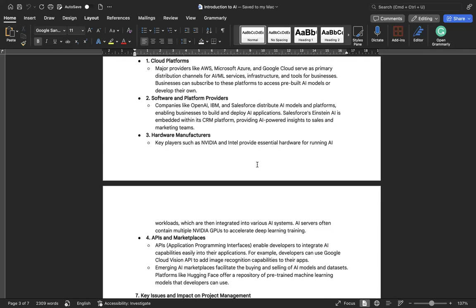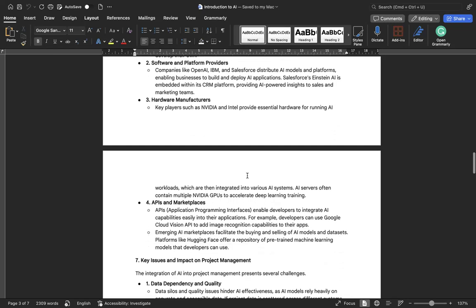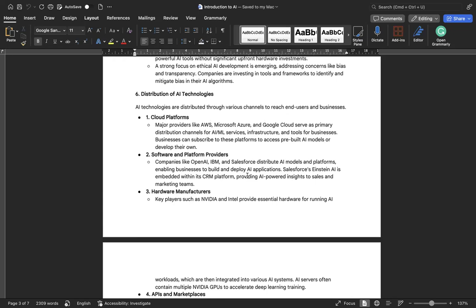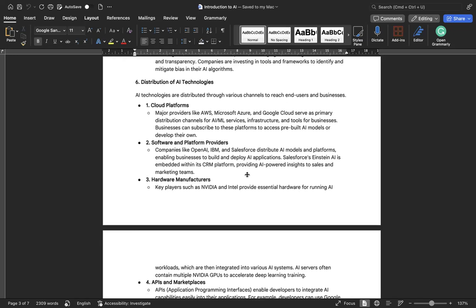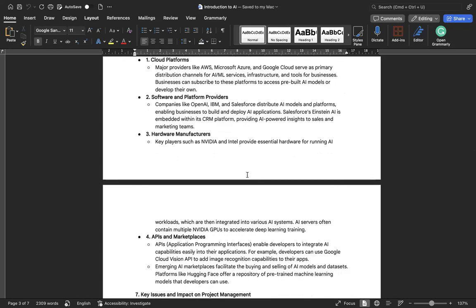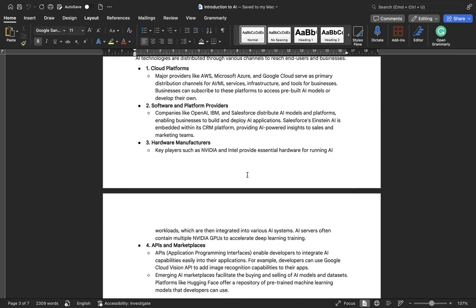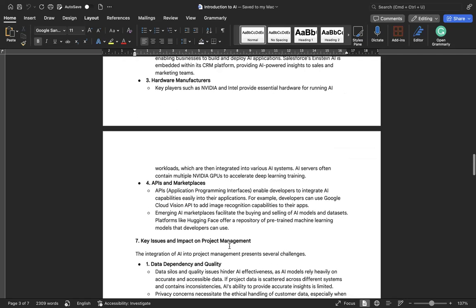For the emerging AI marketplaces, they facilitate the buying and selling of AI models and datasets. Platforms like Hugging Face offer a repository of pre-trained machine learning models that developers can use. So what are the distributions of AI technologies? We have cloud platforms, software and platform providers, hardware manufacturers, and finally the APIs and marketplaces. These are the ones.